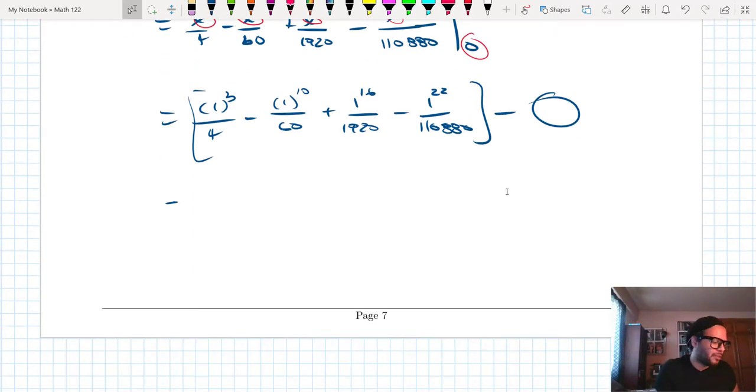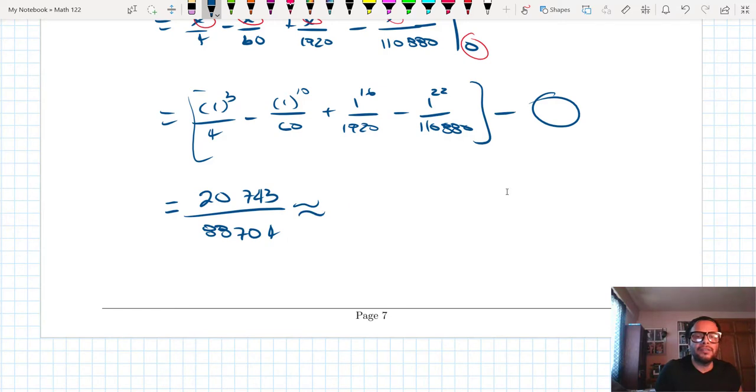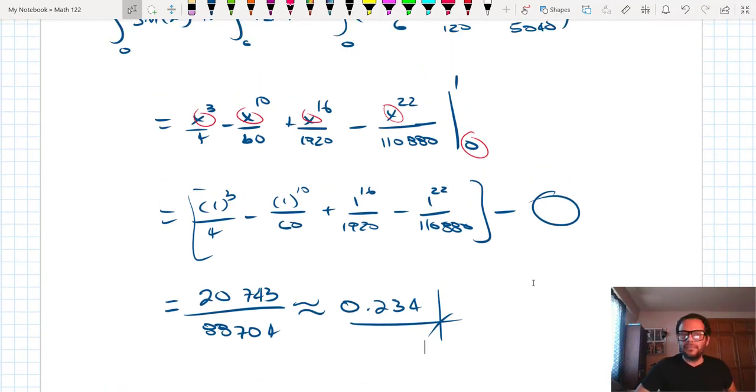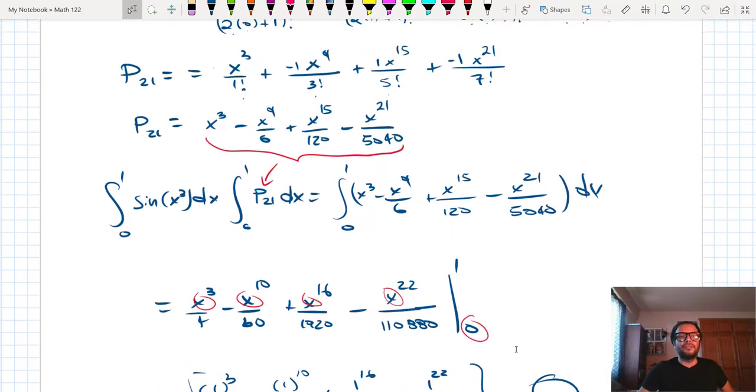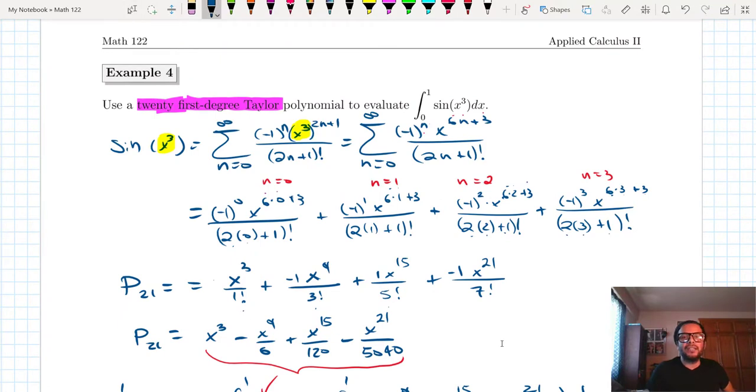Using a calculator, you should get 20,743 divided by 88,704, which is approximately 0.234. And this is how we evaluate a definite integral using power series. Because again, we cannot integrate sine of x cubed directly because of that power. If we have only sine of x, well, we just do that.